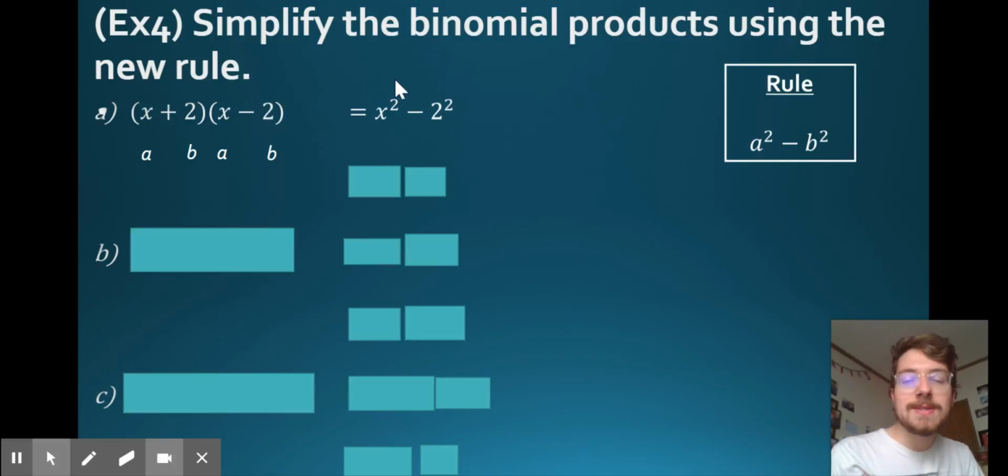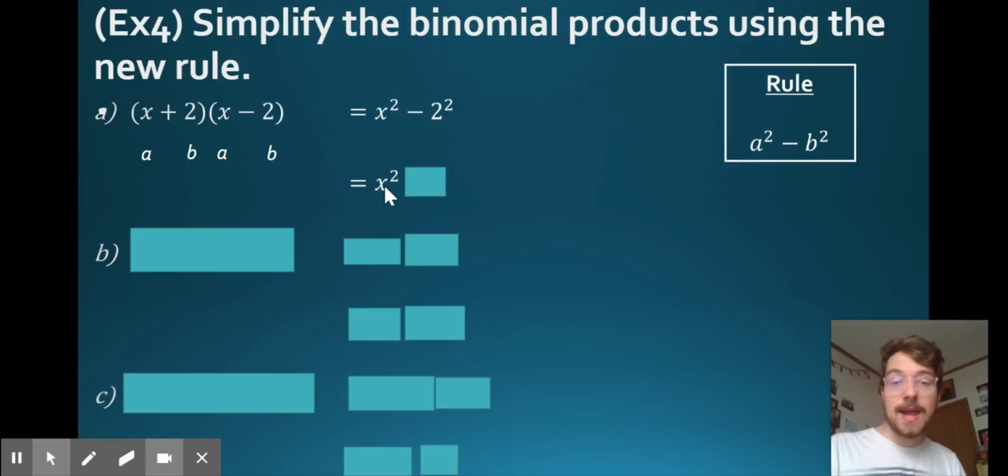Now, I don't want you to stop here. There's one extra thing you can simplify. Obviously, we know x squared, I can't take that anywhere else, but you can simplify 2 squared a little bit. You can do it. So it should be minus 4, 2 times 2 up here. And that's it.